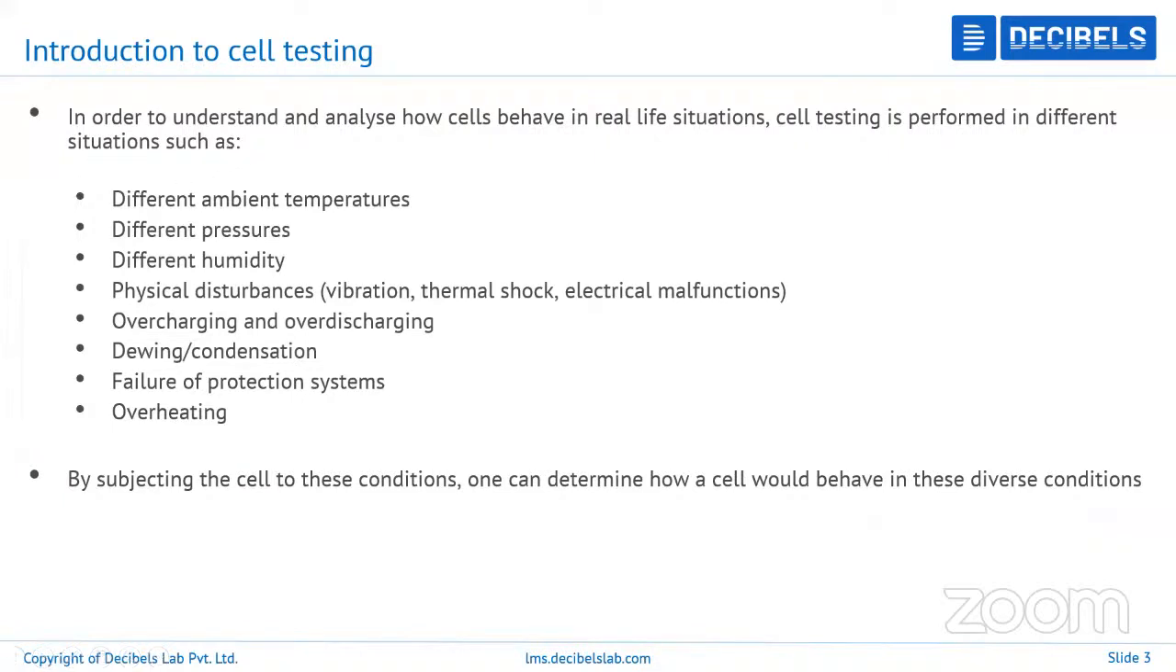Let's first understand what exactly cell testing is. To get a good understanding of what cells do and how they behave in real life, you first have to understand what situations they can encounter or are most likely to face in real life. Below you can see a list of such possible scenarios, starting with different ambient temperatures, which is probably the most obvious situation that a set of batteries or cells can face.